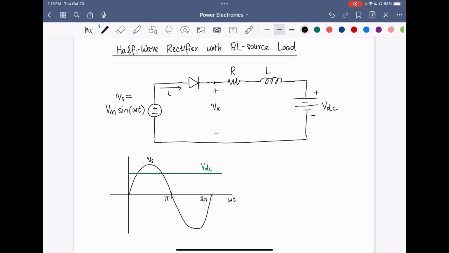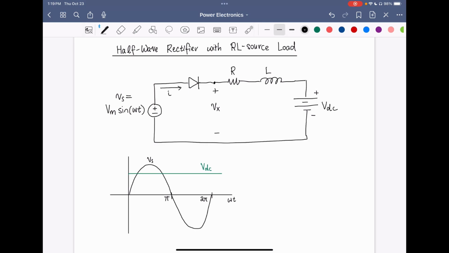Hi, in this video, I'm going to go over the analysis of this half-wave rectifier shown here, driving an RL source load. So we have an AC voltage source here, Vs, on the left, and we want to supply power to this DC voltage source on the right. Might be some sort of a battery, and it's in series with a resistor and inductor. So here we want to basically analyze the current through the circuit, as well as the voltage Vx across our load.